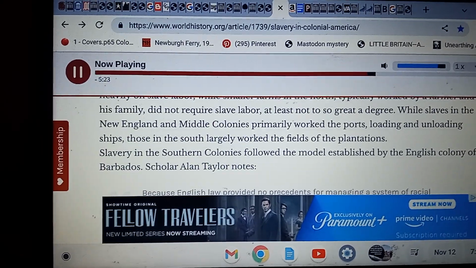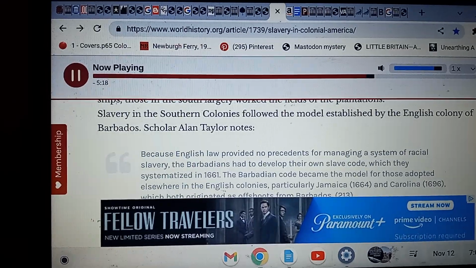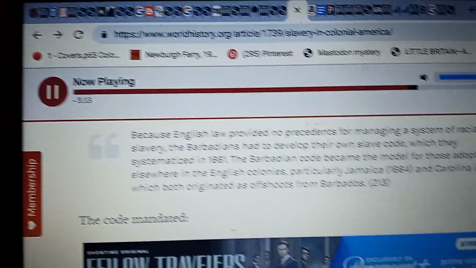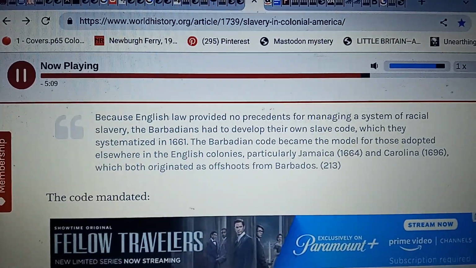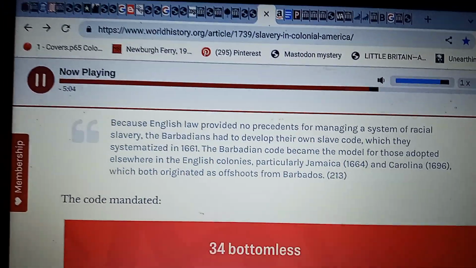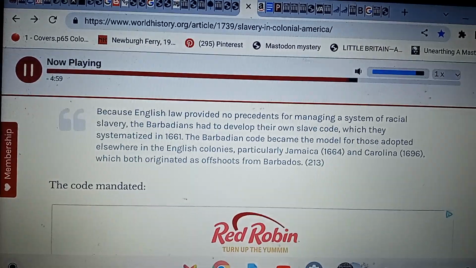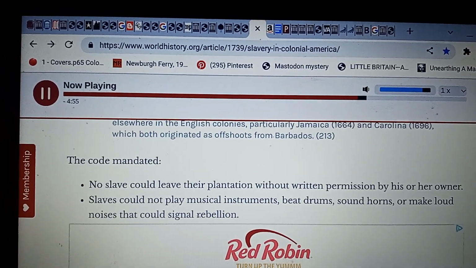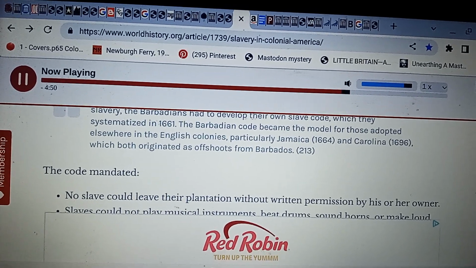Slavery in the southern colonies followed the model established by the English colony of Barbados. Scholar Alan Taylor notes, because English law provided no precedents for managing a system of racial slavery, the Barbadians had to develop their own slave code, which they systematized in 1661. The Barbadian Code became the model for those adopted elsewhere in the English colonies, particularly Jamaica, 1664, and Carolina, 1696, which both originated as offshoots from Barbados.